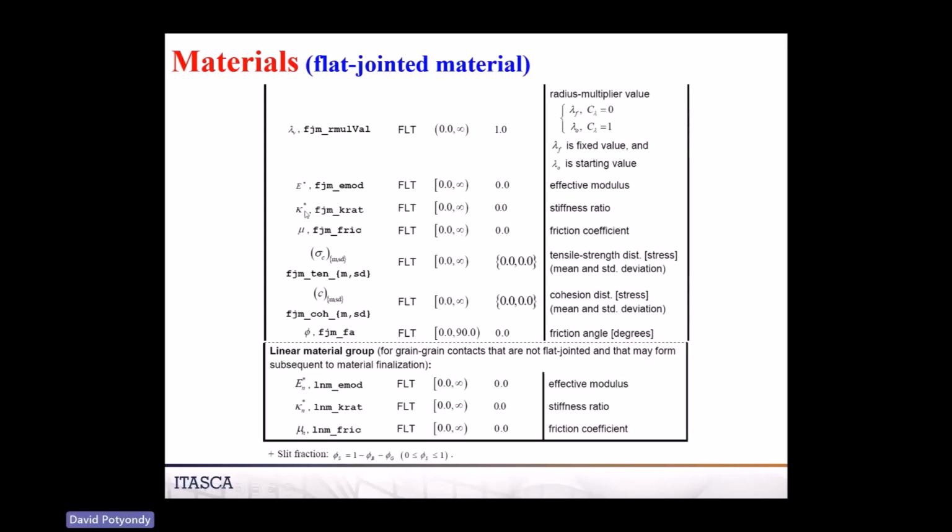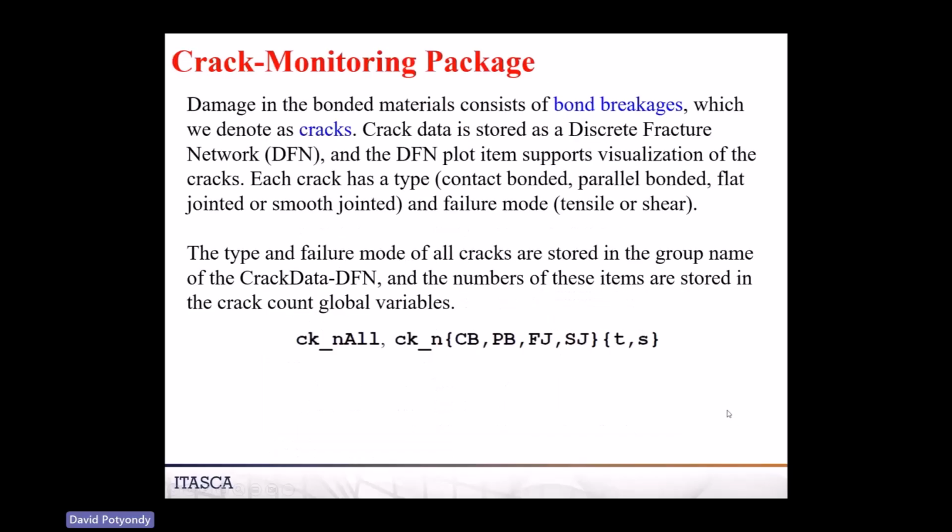Here's the effective modulus and stiffness ratio, because we need to get the stiffnesses for that flat joint material. Notice it does not have surface and cement; it's all built into one. There's just one set of stiffnesses. Friction coefficient: after it's broken, each element has a friction coefficient. And again, tensile strength, cohesion, and friction angle at the micro level. The tensile strength and cohesion come from a normal distribution. And then, what do you do after you break? We're just going to put in a linear model.